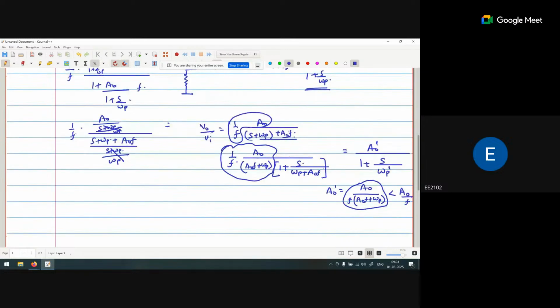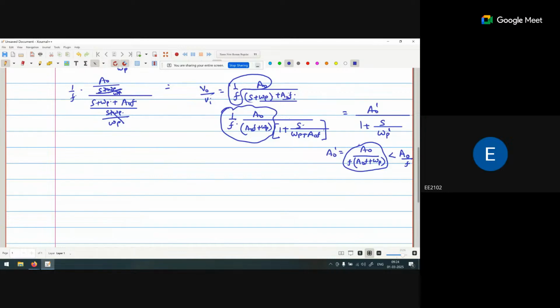Any doubt? Why is it less than this one? Because there is some other parameter in the denominator. So when we multiply some other parameter with the denominator, it will be reduced overall. Okay, and if I compare the omega p dash, what is the omega p dash? That is omega p plus A naught f.